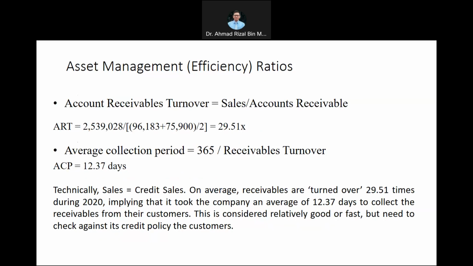Again, although it looks good, you have to check against the credit policy that you have with your customers. Maybe you need to revamp it, change it. And also the practice in the industry, with regard to the type of business that you are having.